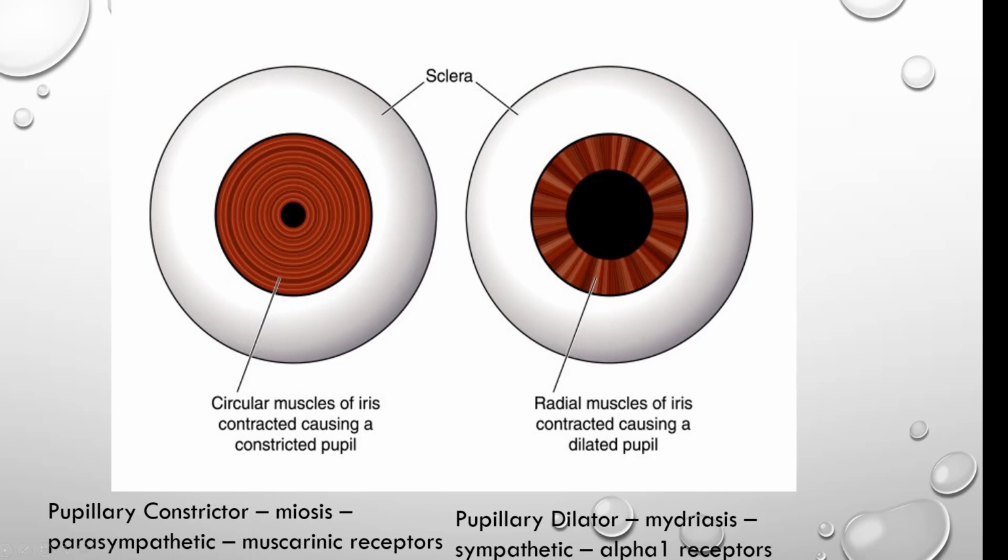Here's a diagram showing the constrictor muscle, which is circular muscles, and the dilator muscles, which are radial muscles. The constrictor muscles, circular muscles, are under parasympathetic influence and have muscarinic receptors and cause miosis. The dilator muscles, our radial muscles, are under sympathetic control, cause mydriasis, and respond to alpha-1 sympathetic adrenergic receptors.